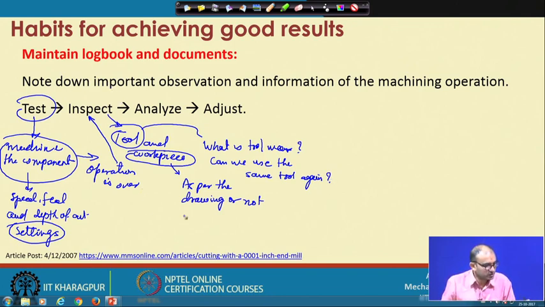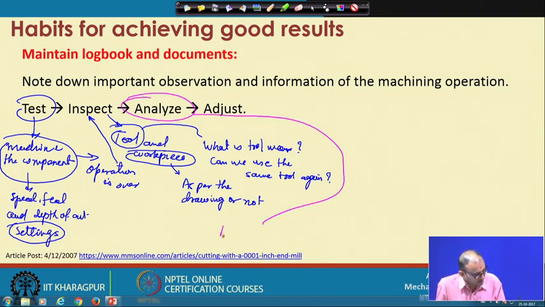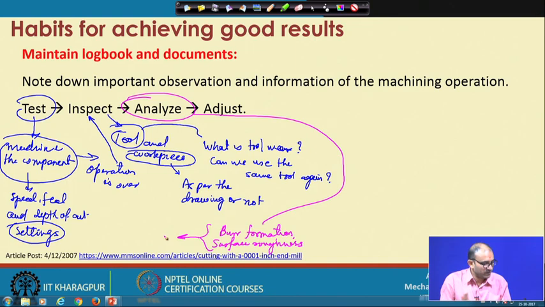So, once this part is over, then what you have to do? You have to analyze the things. What do you have to analyze? You have to analyze burr formation, then surface roughness, because these parameters are also important to find out the quality of the components.